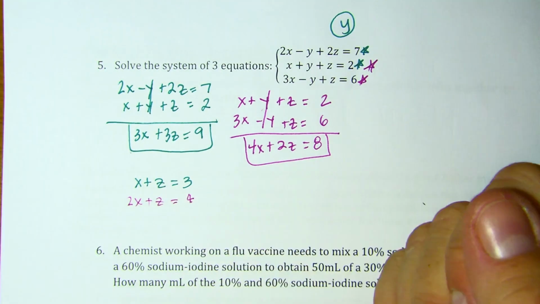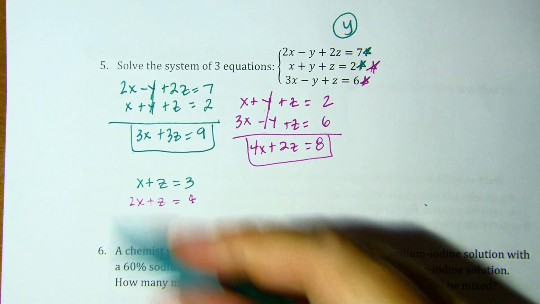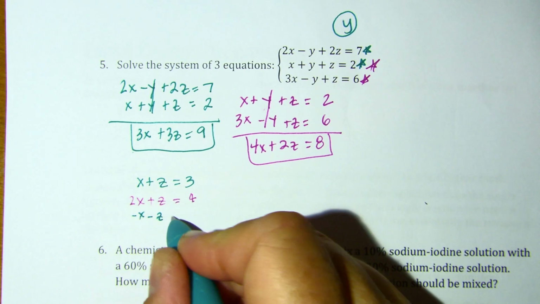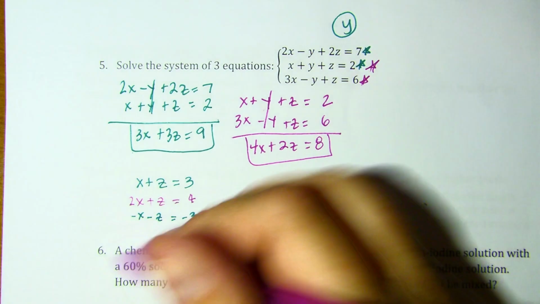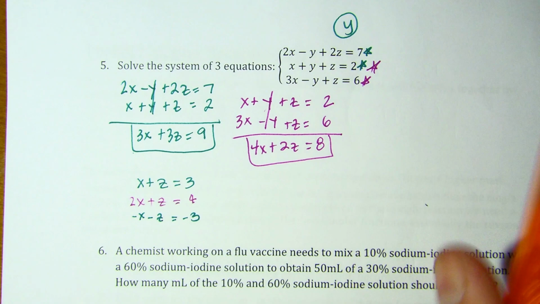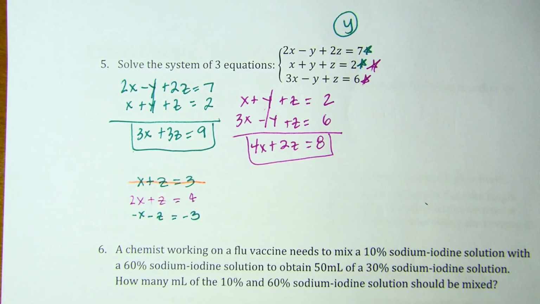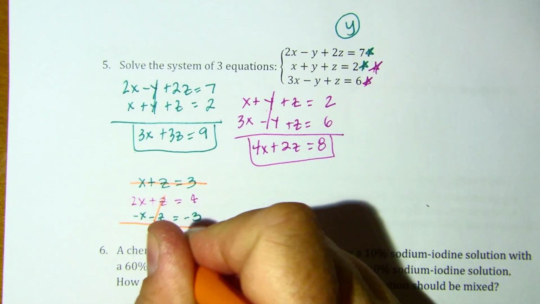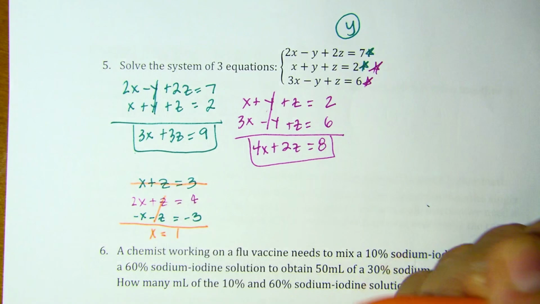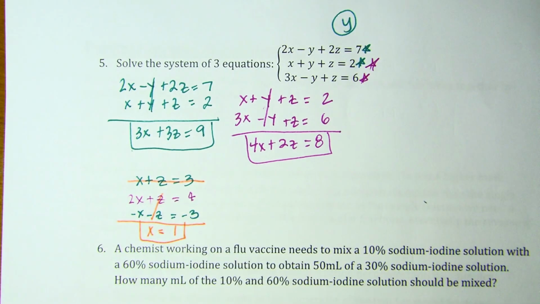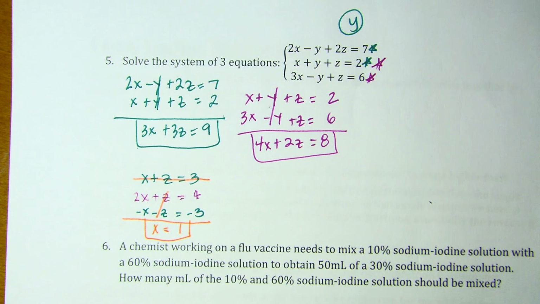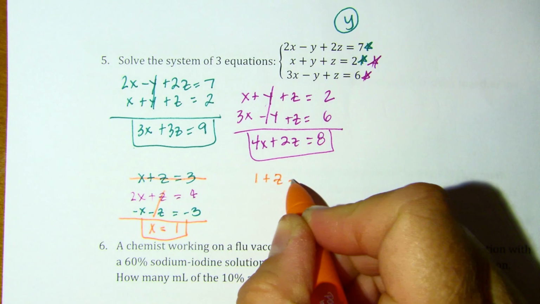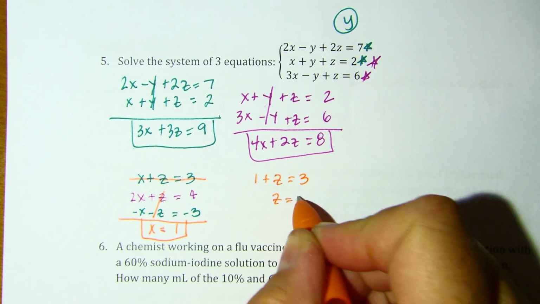Now my z's are ready to eliminate, and I'm actually going to multiply that equation by a negative. So that'll be negative x minus z equals -3. And now adding, I'm going to cross this out so you're not confused by that. But now if we add those 2 equations together, the z's cancel, and I have x is equal to 1. So I found my first value here, x. I can plug that into any one of these equations. I'm going to plug it into x plus z equals 3. So if x is 1, plus z equals 3, then subtracting 1, z equals 2.